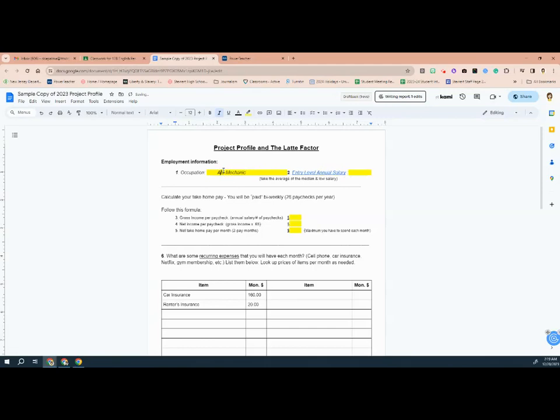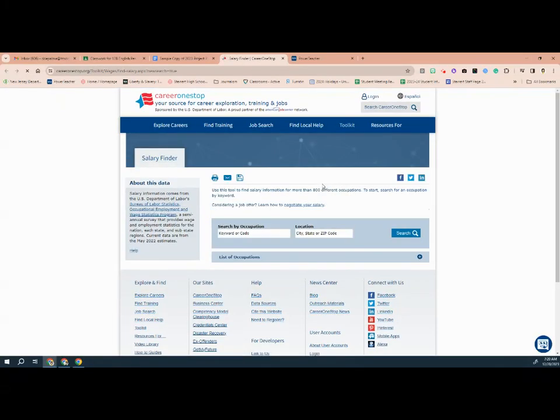The first thing you do after you spell check is put in the occupation you're looking for, and then click this entry level annual salary. And this is going to take you to Salary Finder. As I stated previously, you can create this project to live in whatever state you want, any of the continental 48. So I'm going to put in auto mechanic, and I'm going to put in New Jersey. Since that's where we are, I'll stick to what I know.